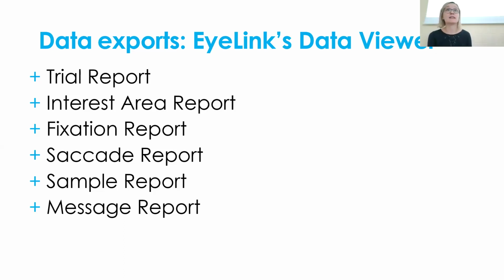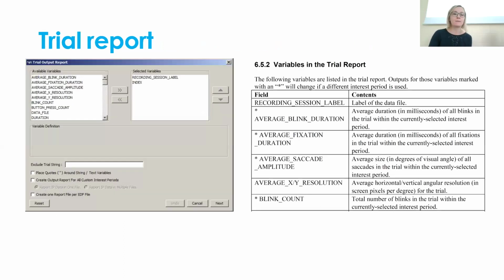So trial report, Valentina already mentioned when you want to look into the tracking ratio, interest area report. So this will show you data per area of interest, fixation report with fixation level data, or the same with saccade. Sample is like the most detailed one. And you can also have messages reports if you inserted some messages, if there's like some clicks, or so. We haven't used messages that much, but there is an option there to do that.